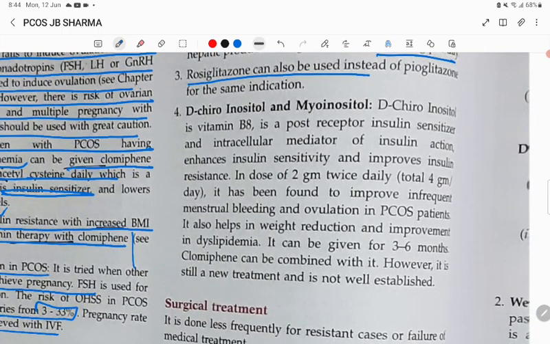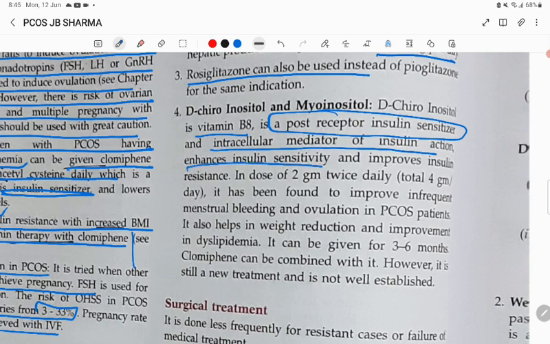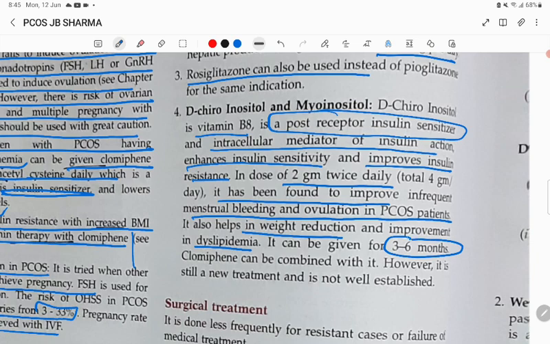Then D-chiro-inositol or myo-inositol. D-chiro-inositol is a vitamin B8. It is a post-receptor insulin sensitizer and intracellular mediator of insulin actions, enhances insulin sensitivity, and improves insulin resistance. In a dose of 2 gram twice daily, total 4 gram per day, it has been found to improve infrequent menstrual bleeding, ovulation induction, and ovulation in PCOS patients, and also helps in weight reduction and improvement of dyslipidemia. It can be given for 3 to 6 months. Clomiphene can be combined with it, however it is still a new treatment and is not well established.